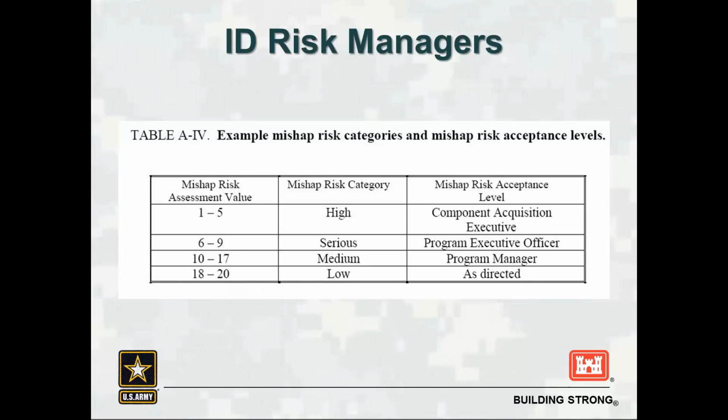The risk matrix that you just looked at is used to identify risk managers. Any mishap risk with a value 1 to 5 is considered a high mishap risk category, and it would be handled by the highest ranking officer at an installation. A mishap risk ranked 18 to 20 would be a low mishap risk category, and that would be handled by the person directed.